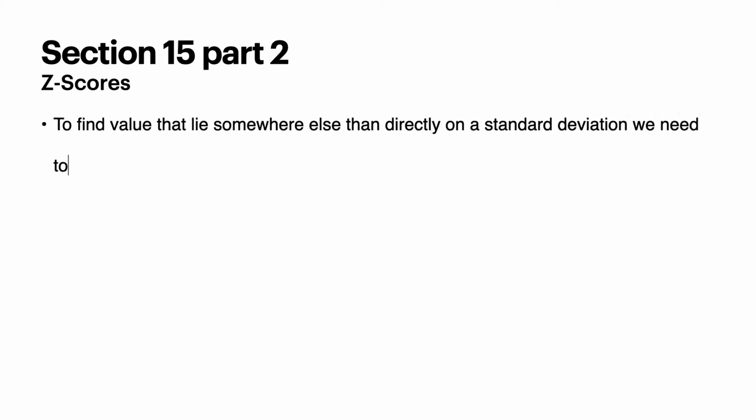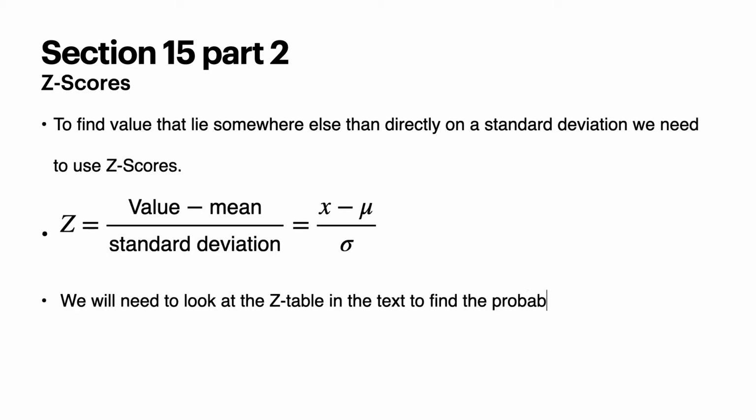Okay, section 15, part 2. This is where we're going to start using z-scores. Well, what is a z-score for? A z-score is going to be a way of calculating these probabilities without the value landing directly on a standard deviation. Okay, so in all the examples we've seen before, and all the examples you see in part 1, all the values will land right on a standard deviation. But what happens if you want to find the probability of something that doesn't land directly on a standard deviation? What would you do then? For that, we're going to use a z-score.